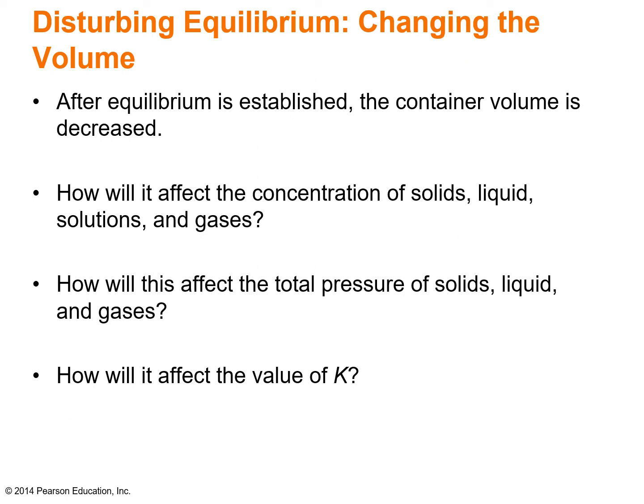After equilibrium is established, the container volume is decreased. So we're given another parameter. Okay, so we reached equilibrium, and now we have an even further decrease in volume. How will it affect the concentration of solids, liquids, solutions, and gases? How will this affect the total pressure of all those species? And how will it affect K?